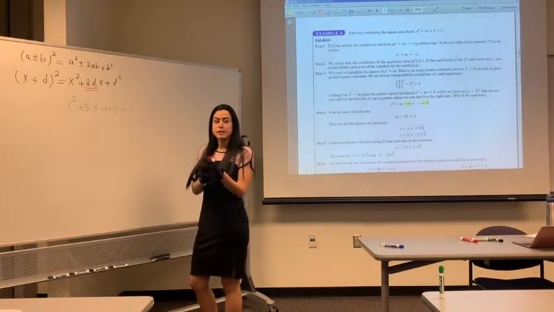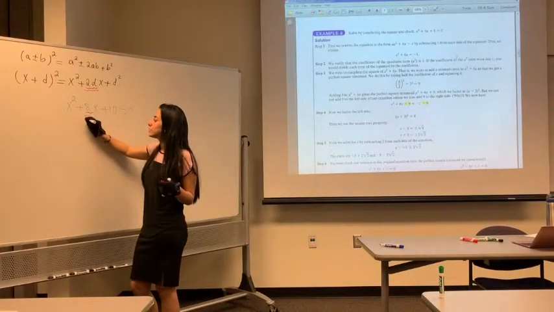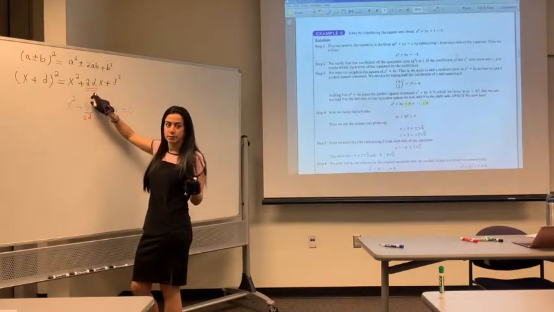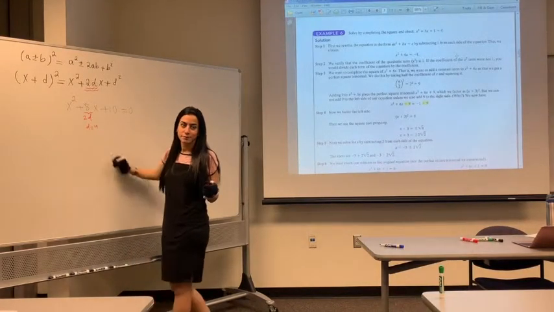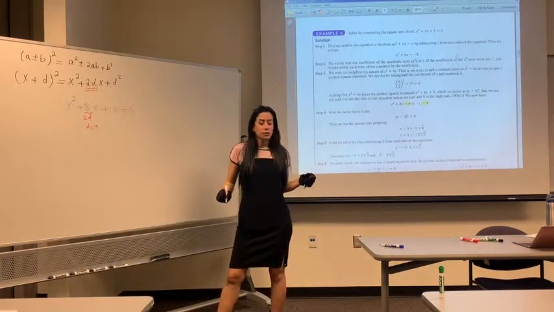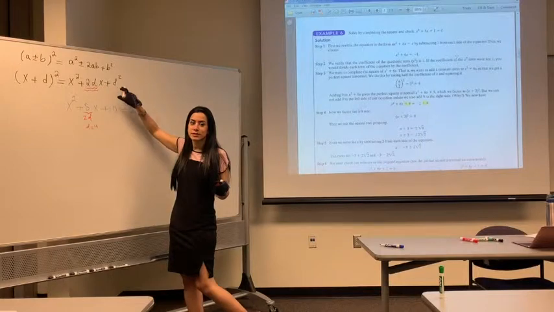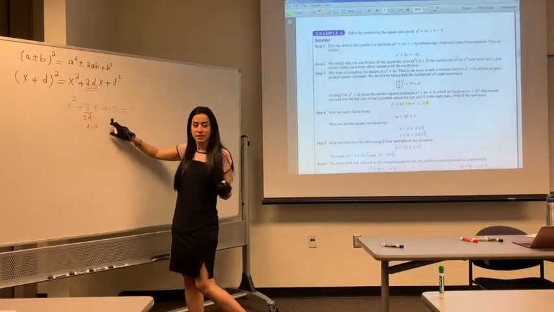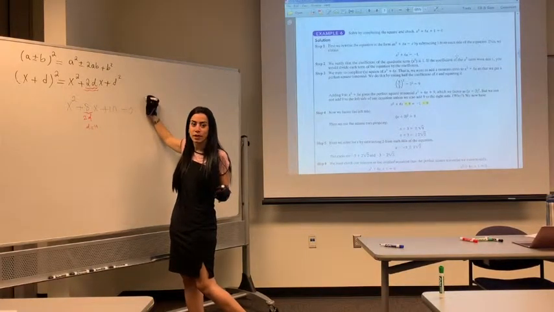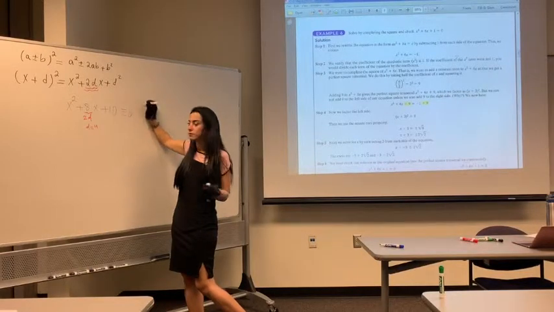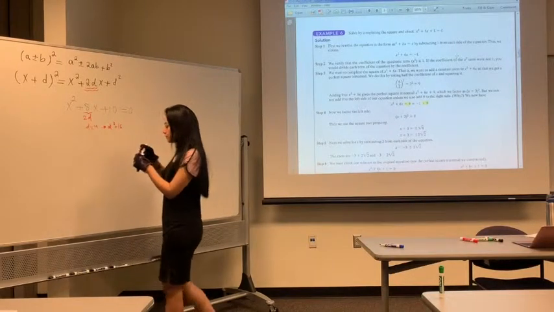Okay, the first step, we will find D. So imagine this one is 2D, exactly like this. So what would be D? D equal to 4. So if D is equal to 4 here, we should have plus 16, right? But we don't have 16. So what do we do? We add 16 to both sides of this equality. So D is 4, D squared is 16.